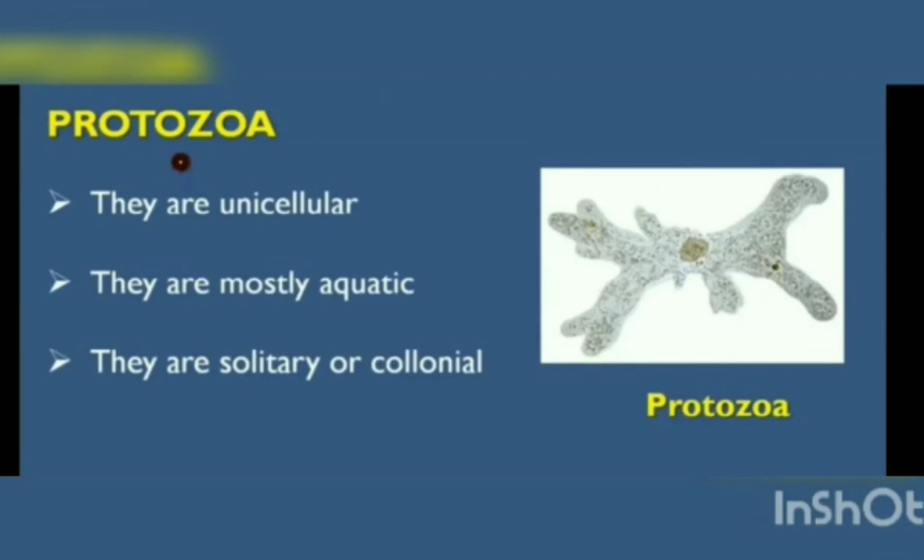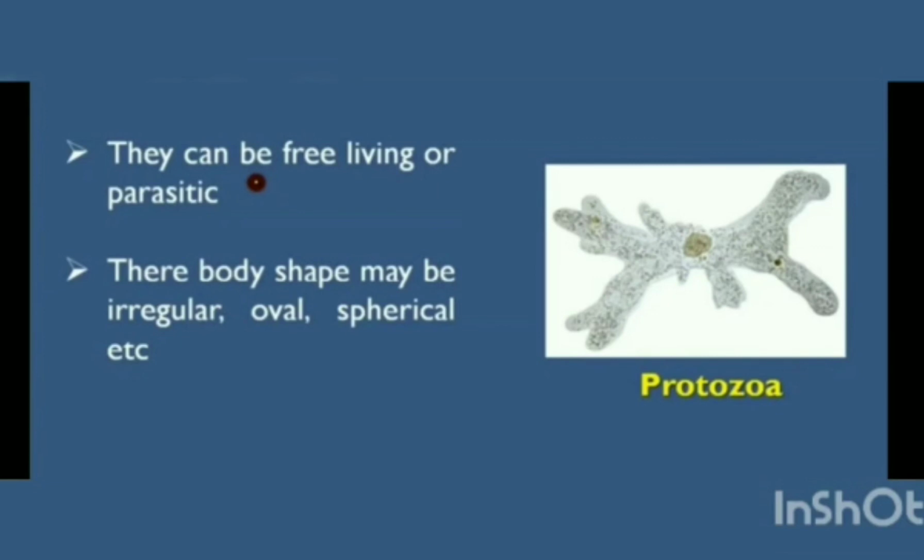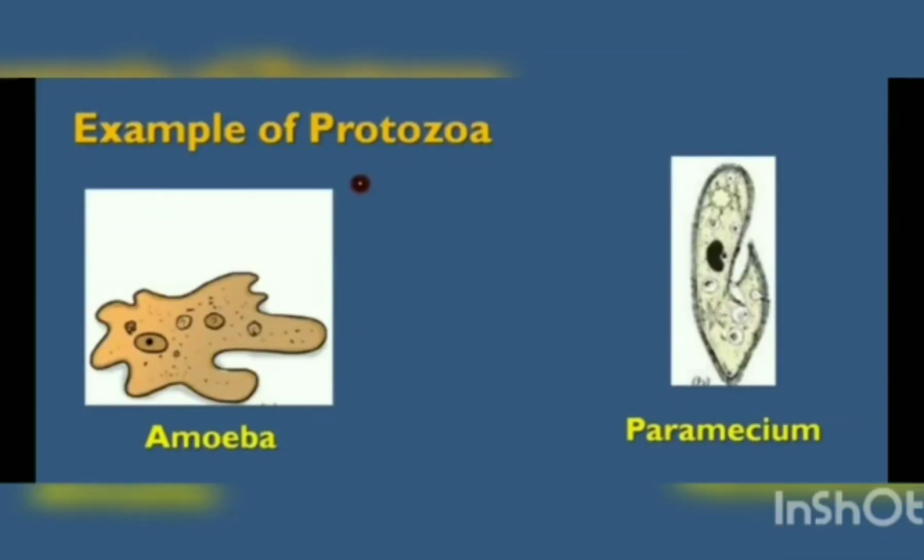Now we are going to start with another organism, that is protozoa. They are irregular in shape as we can see in the figure. They are unicellular, made up of one cell. They are mostly aquatic, found in water. They are solitary or colonial, staying alone or staying with others in colonies. They can be free living or parasitic, meaning either they are free or can be found in another body also. Their body shape can be irregular, oval or spherical. Examples of protozoa: as you are familiar with amoeba from the earlier standards, another example is paramecium. It is called the slipper cell because its shape is like a slipper.